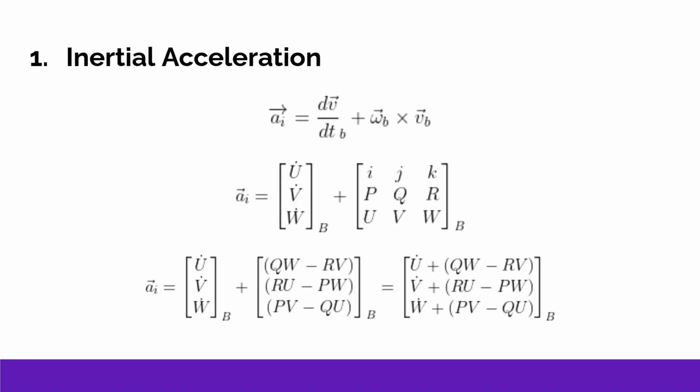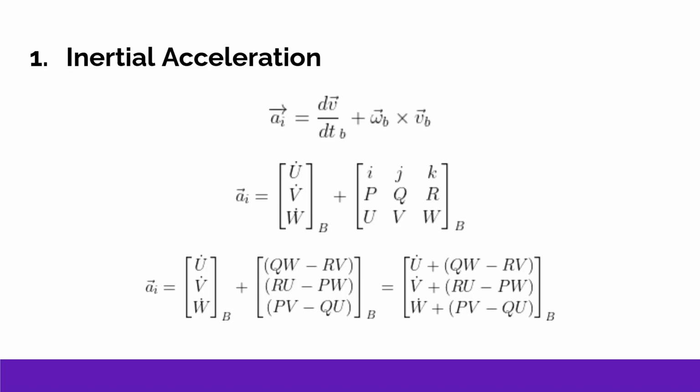V_b is the body velocity vector, and it is defined by its components u, v, and w, with u being the velocity along the body x-axis, v along the body y-axis, and w along the body z-axis. So what you essentially need to do is to compute this cross product and then add it to the vector on the left. So the i component is qw minus rv, the j component is ru minus pw, and the k component is pv minus qu.